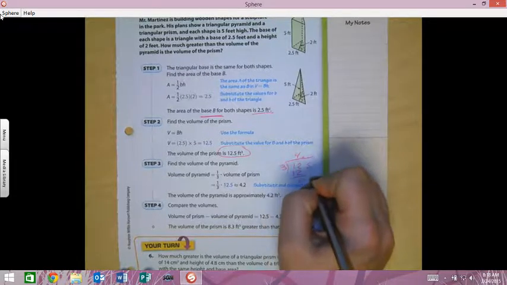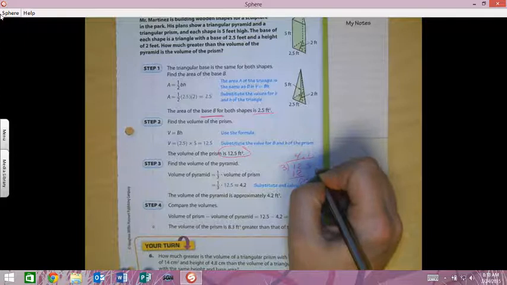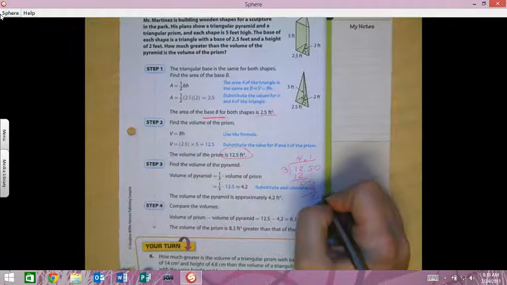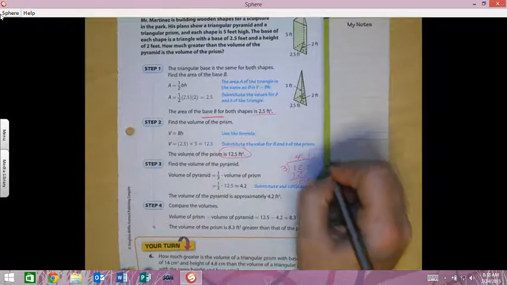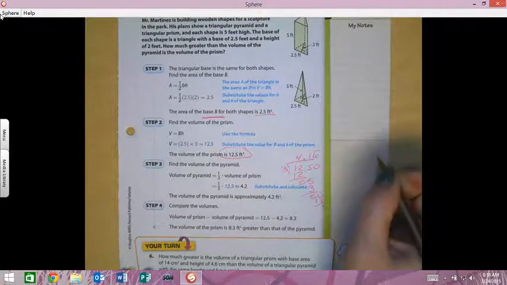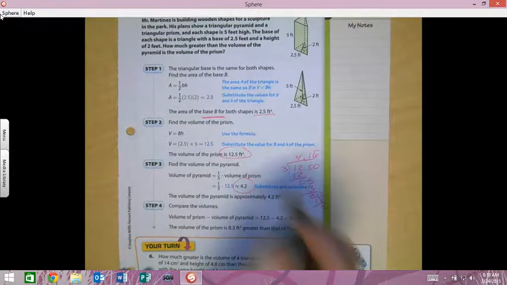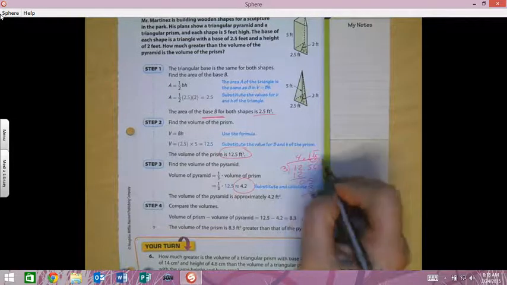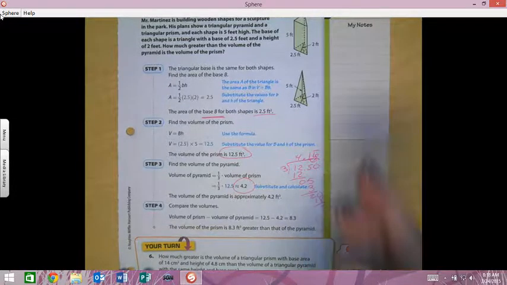Bring down my 5, it goes into 5 1 time, which is 3. And 3 goes into 26 times, which is 18. And we're going to repeat. So notice they just went ahead and rounded to the tenths place. So with our 1, we look at the next digit, which is a 6. With a 6, we would round up, so it would become 4.2.